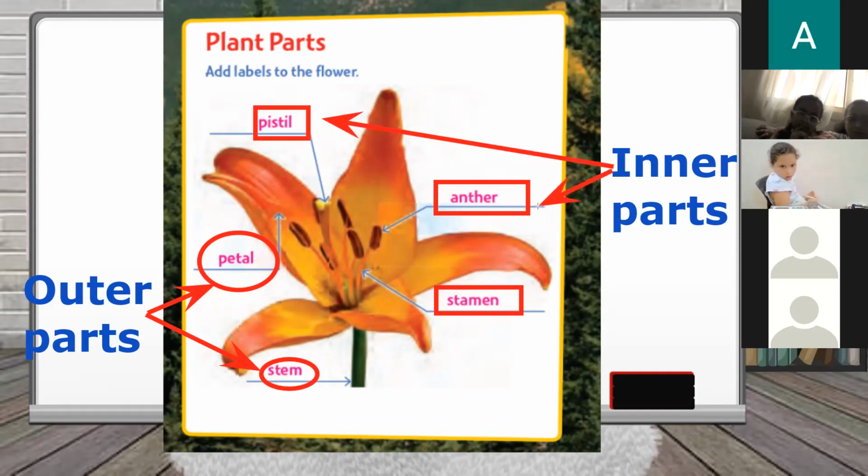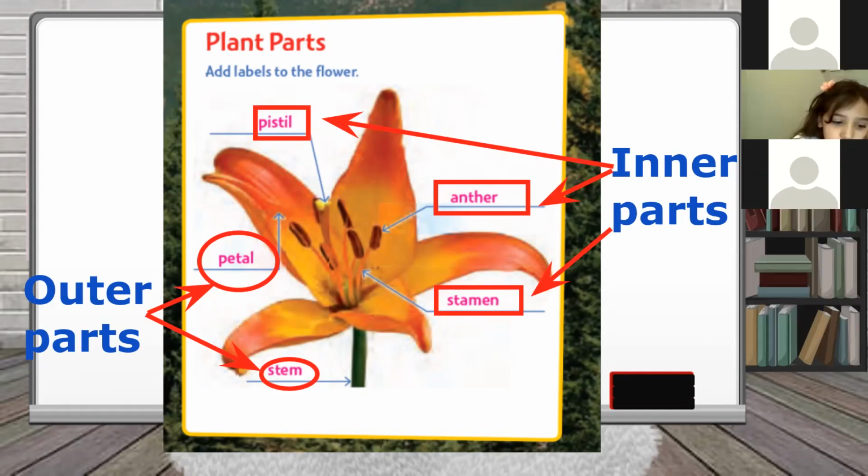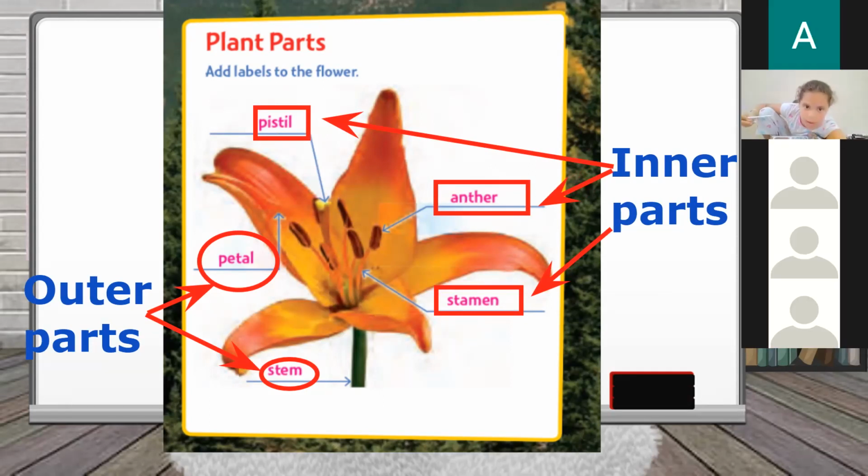Who can tell me what the outer parts of the flower are? The outer parts are petal and stem. Very good. What about the inner parts, guys? Where are you? Why can't I see you? You're not opening your camera. The inner parts are pistil, anther, and stamen. Okay.